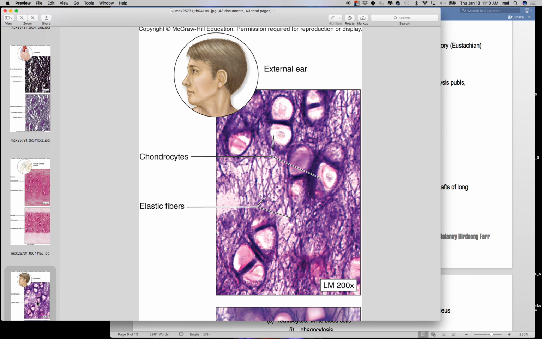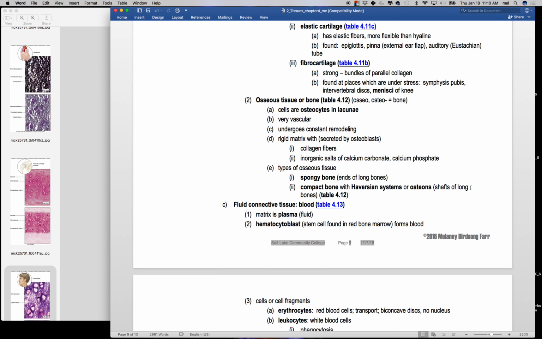You have it not in a ton of places in your body, but a few places. It's got mostly elastic fibers. It's got chondrocytes and lacunae. It is found in your epiglottis. Do you know what your epiglottis is? That little flap that keeps you from literally inhaling your food, right? It's also found in your external ear, also called your pinna. It is found in your eustachian tubes, the auditory tubes. It's like forming the solid part of your eustachian tubes. Not super common tissue. And then fibrocartilage is the last cartilage.